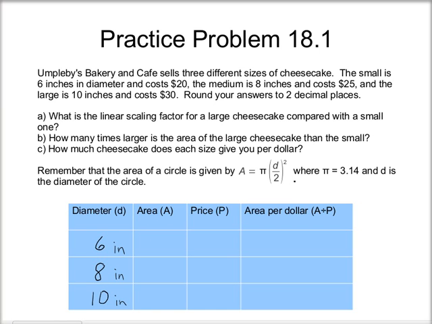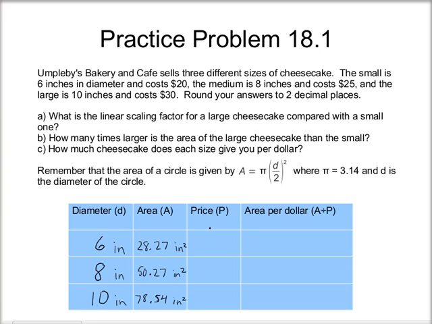Then to find the areas, I'm just going to plug those into my equation for area. And again, I'm rounding to 2 decimal places. So for my small cheesecake, the area is going to be 28.27, and this is square inches. For the medium cheesecake, I'm going to get 50.27 inches squared. And for the large, I get 78.54 inches squared.